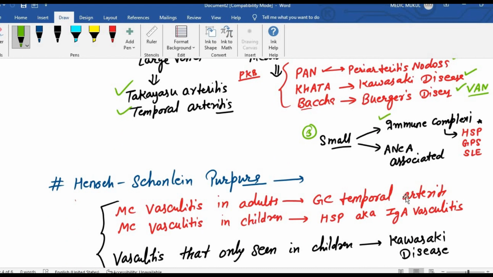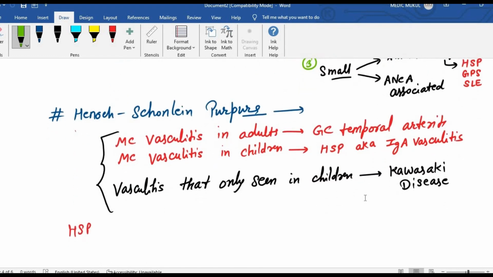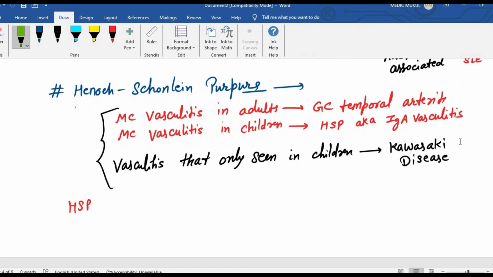In immune complex, we have HSP, GPS, SLE. ANCA associated, and Henoch-Schönlein purpura, we studied. The most common vasculitis in adults is GCA, temporal arteritis. The most common vasculitis in children is HSP, also known as IgA vasculitis. The vasculitis seen only in children is Kawasaki disease.